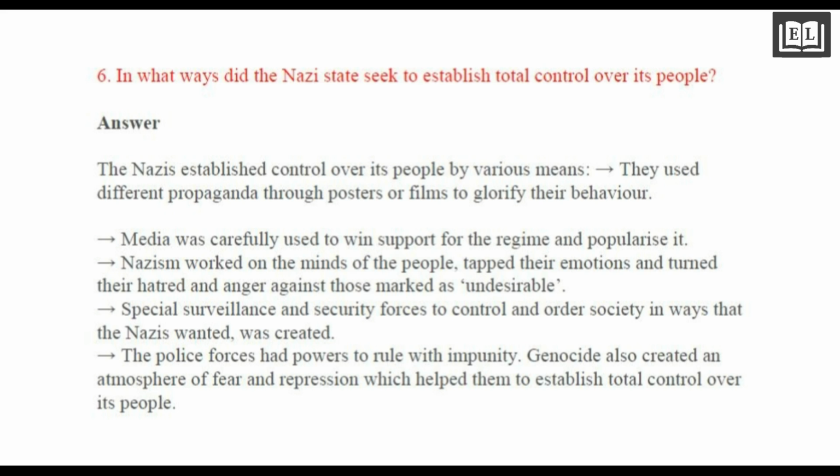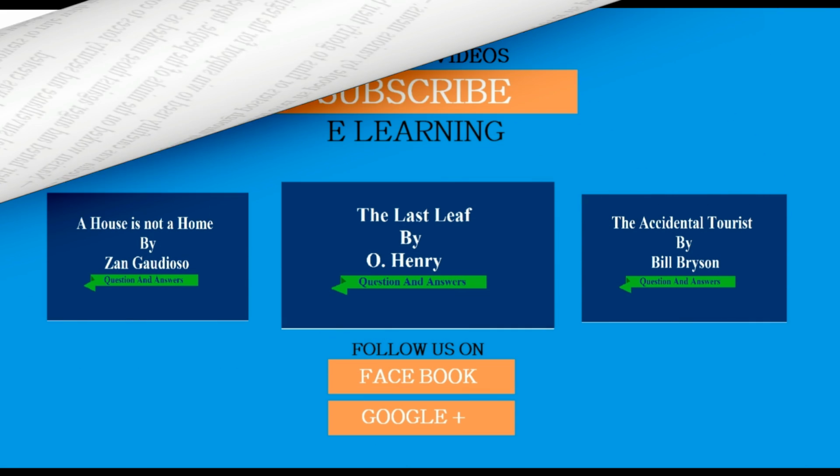Special surveillance and security forces were created to control and order society in the ways that the Nazis wanted. The police force had powers to rule with impunity. Genocides also created an atmosphere of fear and repression, which helped them to establish total control over their people.